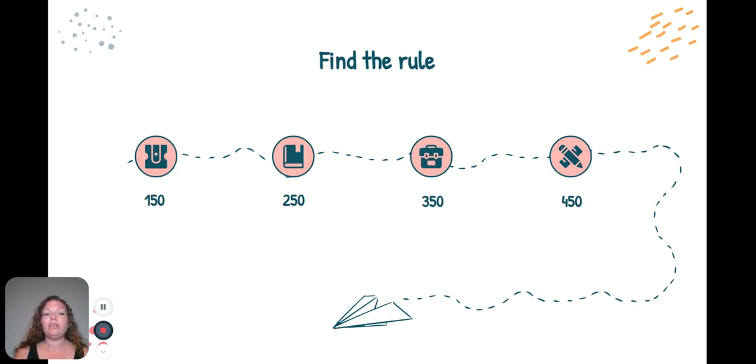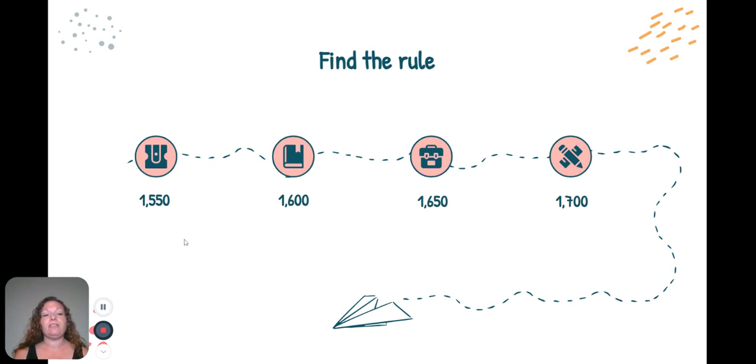So 150 plus 100 gives me 250. And then I think if I add 100 again, I get 350 and then 450. So notice that the hundreds place is changing. And that means that we're adding 100. All right, so that one was kind of simple. Let's try a more difficult one.